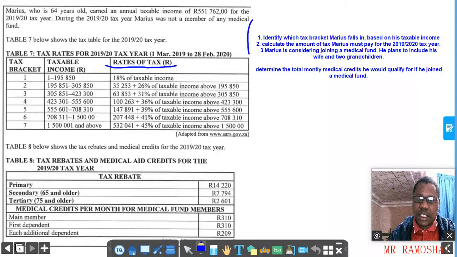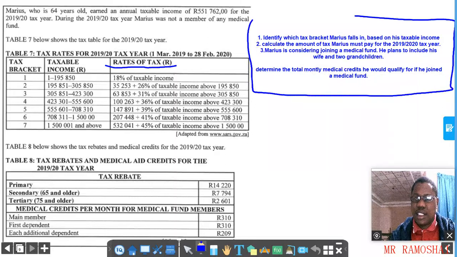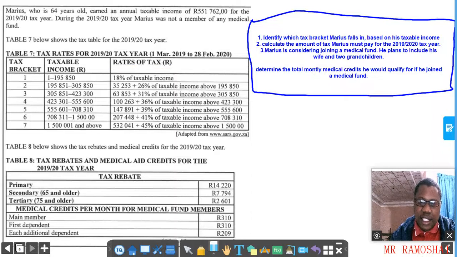Here are the questions. Because the topic is about taxation, I'm not worried about these questions. Let me see what I am given here. Let's see what we are given first, right? Let's check. They say Marius, who is 64 years old, has an annual taxable income of 551,762 rand for the 2019-2020 tax year.